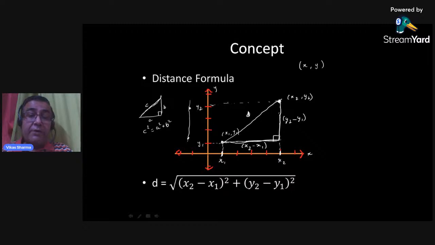So therefore, using the Pythagoras theorem, we can say that d square will be equal to (x2 minus x1) whole square plus (y2 minus y1) whole square. If this is the value of d square and we want to find d, how much will d be? Well, it's quite obvious. It's going to be the square root of that, and that is the distance formula. Do you understand now?